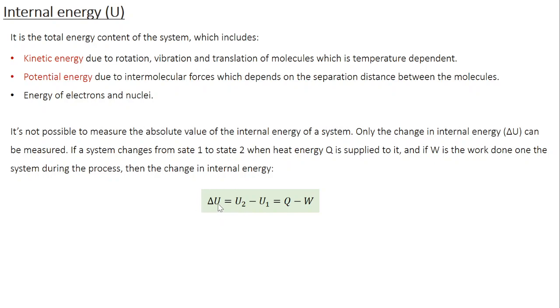Now, what is the total change in internal energy during this process? So, the total change in internal energy is the final internal energy U2 minus the initial internal energy U1, which is Q minus W. Don't bother about how this equation is derived. You are going to deal with it in detail when we discuss the first law of thermodynamics. For now, just know that the internal energy is inherently related to heat and work done, and it has a contribution from kinetic energy, potential energy, and the nuclear energy.